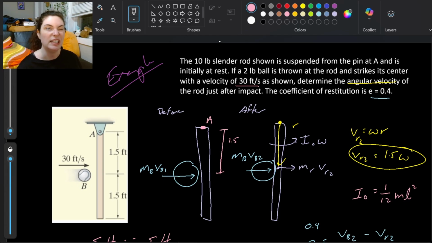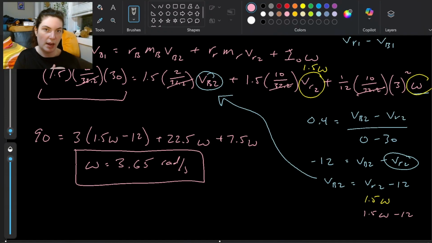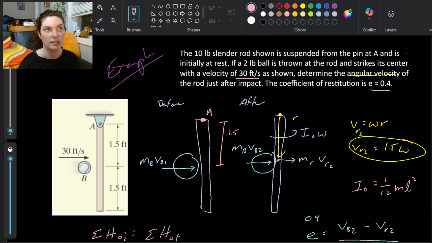I didn't necessarily need to since the question didn't ask me to, but if I wanted to, I can just go back and plug those in and figure out if I assumed the correct directions on these things. If I get positive answers, it means I assumed the correct directions in my diagrams up here. If I get negatives, it just means that they're going the other way.